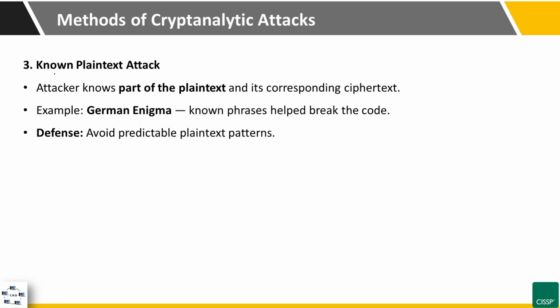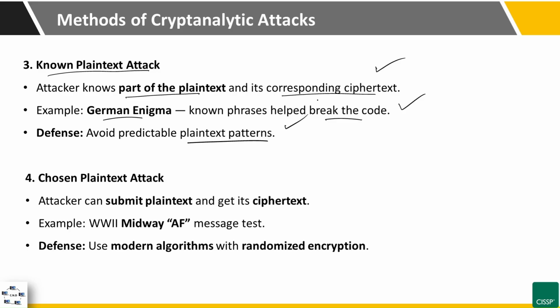Number three is the known plain text attack, which is when the attacker knows part of the plain text and its corresponding ciphertext. For example, with the German Enigma, known phrases helped break the code during World War II. So defense against such an attack is to avoid predictable plain text patterns.